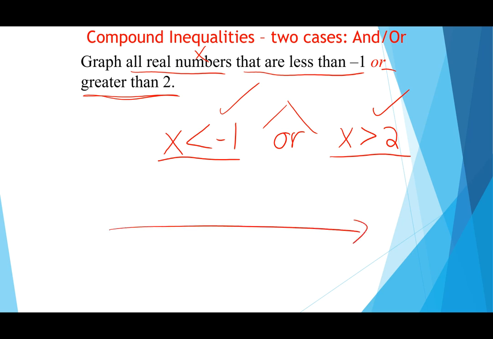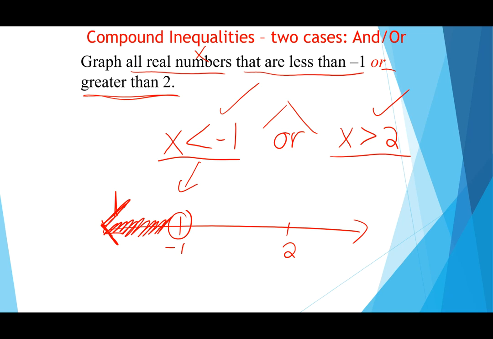Now when we graph this, we're going to see, okay, here's -1, here's 2. x is less than -1, so it's an open circle at -1, and we're shading the less than side. So x is smaller, and the smaller numbers go to the left. Remember, number lines always go from smallest to biggest. So that's the x less than -1 right there.